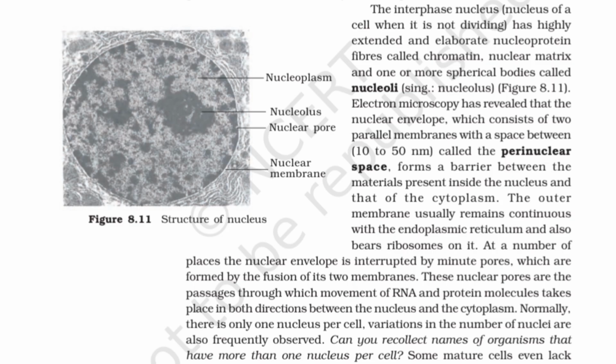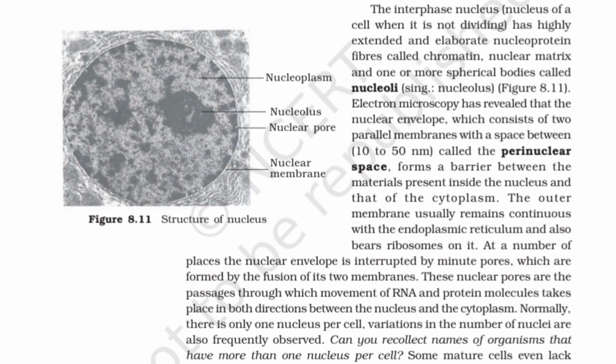Electron microscopy has revealed that the nuclear envelope, which consists of two parallel membranes with a space between them of 10 to 50 nanometers called the perinuclear space, forms a barrier between the materials present inside the nucleus and that of the cytoplasm. The outer membrane usually remains continuous with the endoplasmic reticulum and also bears ribosomes on it. At a number of places, the nuclear envelope is interrupted by minute pores, which are formed by the fusion of its two membranes. These nuclear pores are the passages through which movement of RNA and protein molecules takes place in both directions between the nucleus and the cytoplasm.